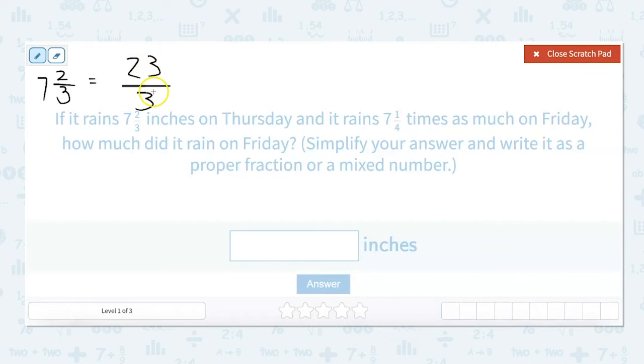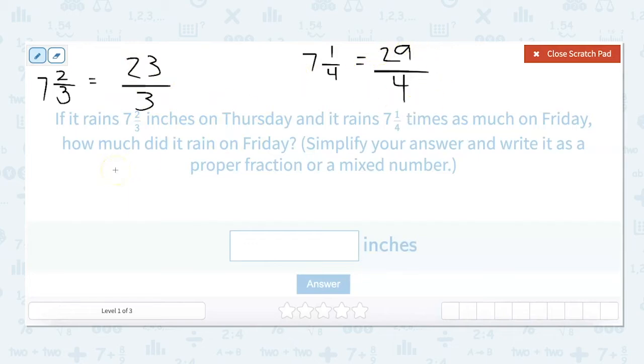All right, so then we need to also turn 7 1/4 into an improper fraction. So to do that, you multiply your whole number by the denominator. Okay, so 7 times 4 is 28, plus your numerator, which is 1, so 29. That becomes our numerator. And that stays over the denominator, which is 4. Okay, so these are our improper fractions.